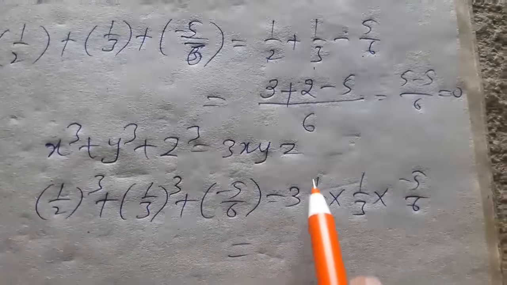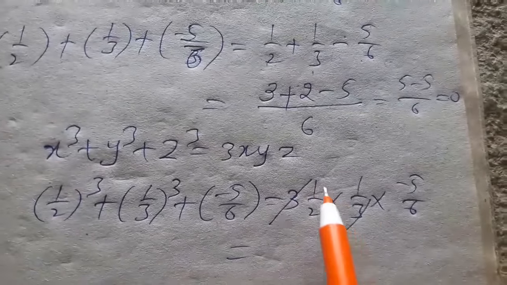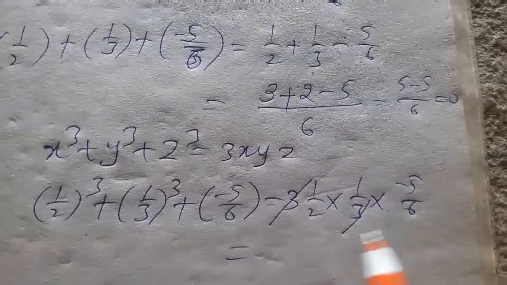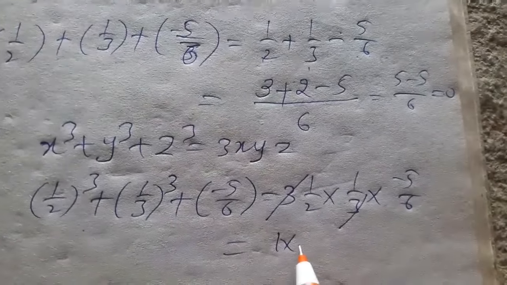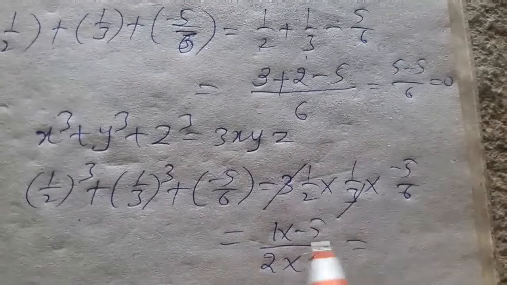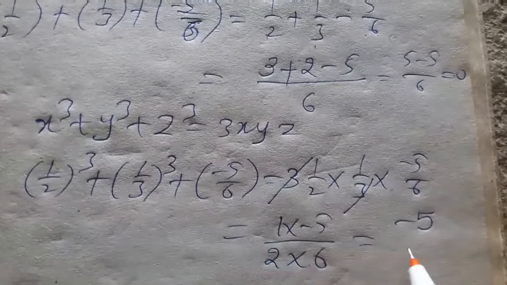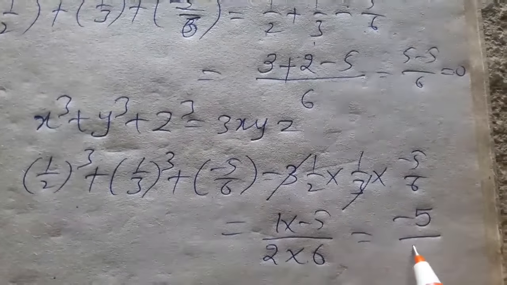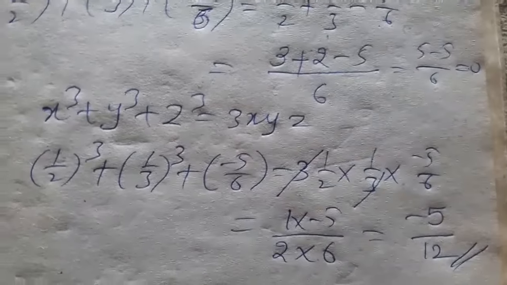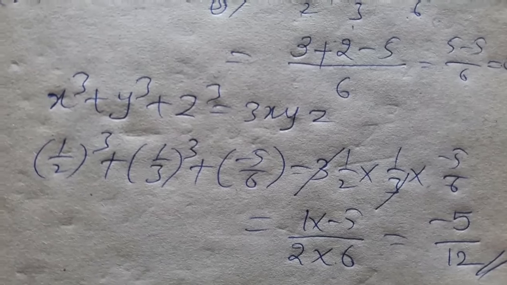That equals, see here, numerator 3 and denominator 3 are cancelled. Now 1 into 1 becomes 1, into −5 by 2 into 6, that equals 1 fives are 5, minus 5, plus into minus became minus, 2 sixes are 12. So 5/12 is the answer of the given question. Now move to the next one.